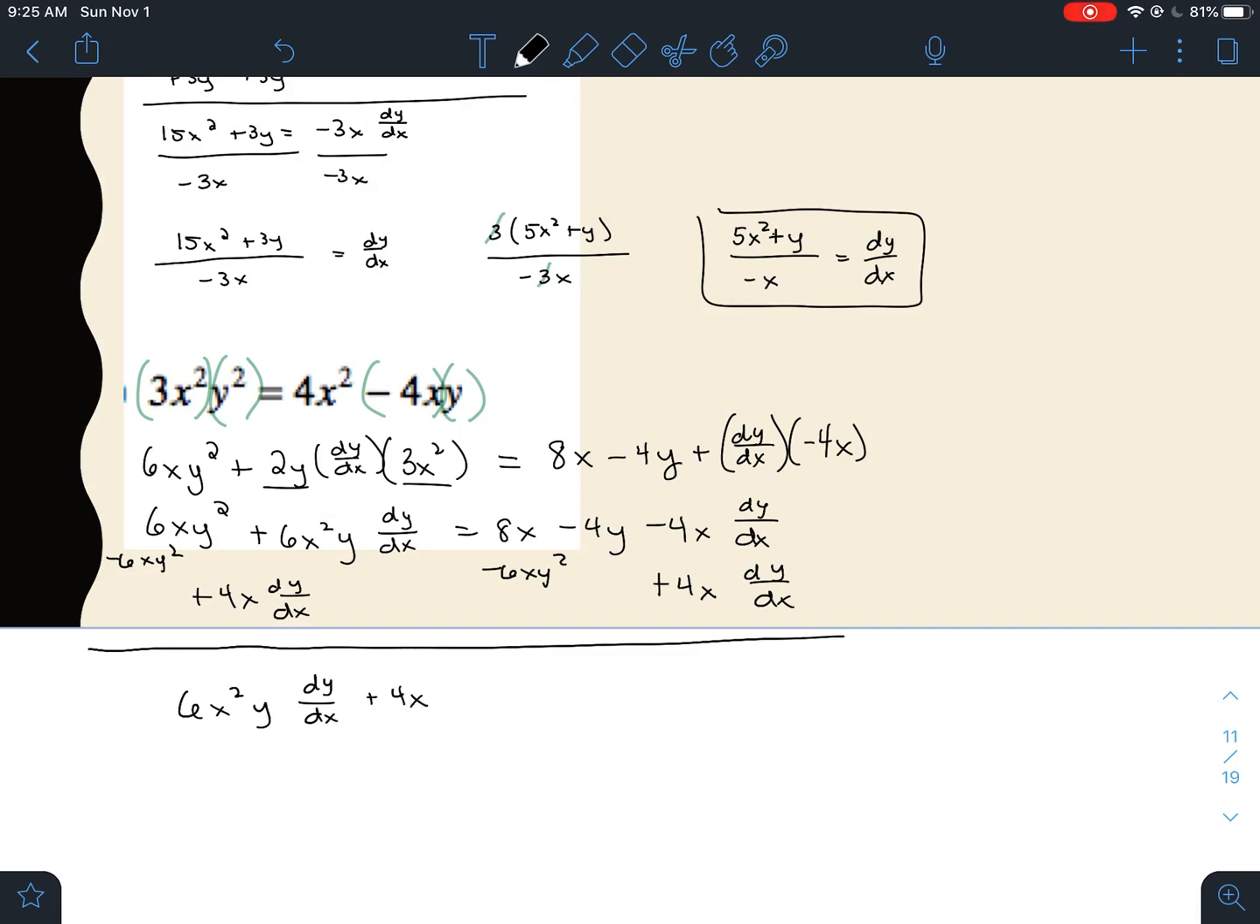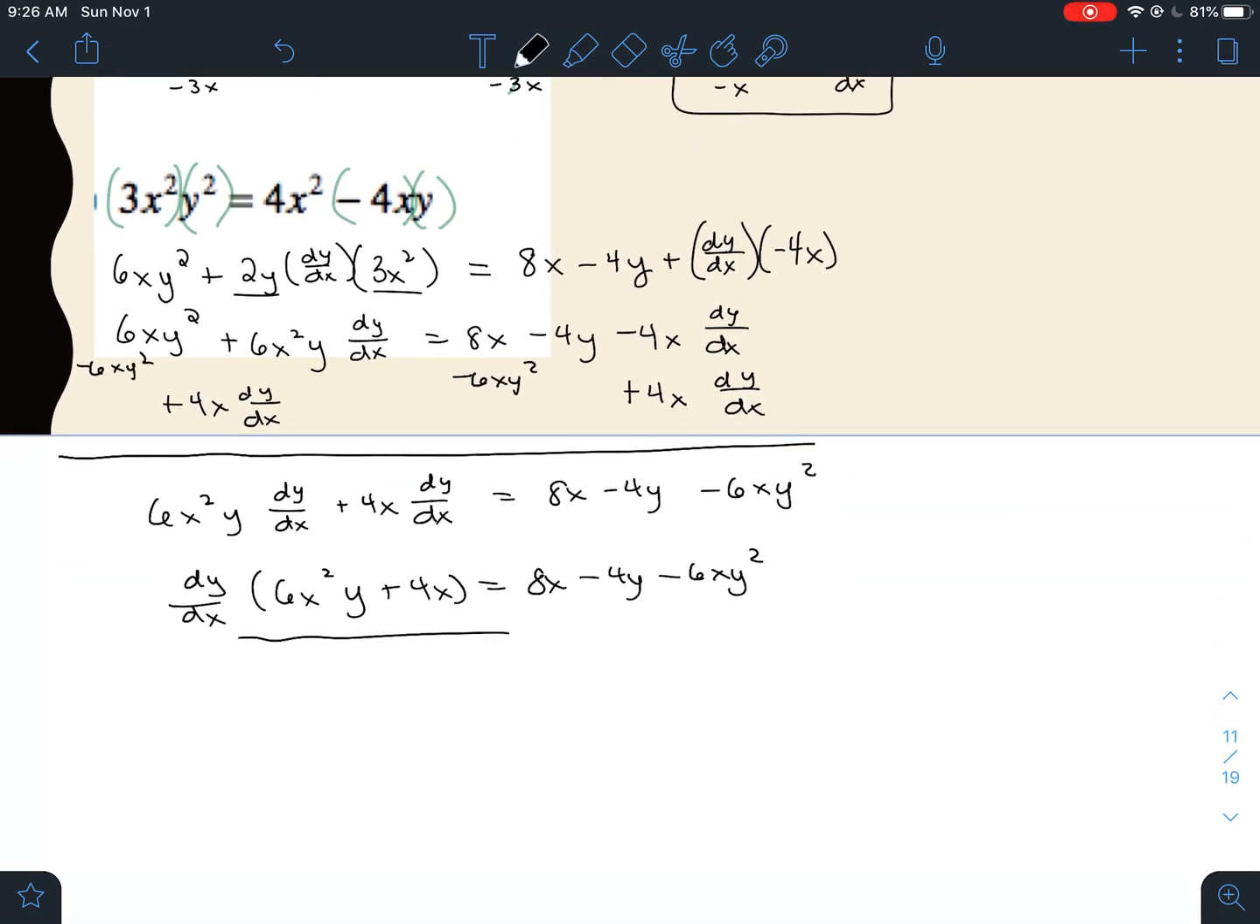And now I get 6x squared y dy over dx plus 4x dy over dx equals 8x minus 4y minus 6xy squared. And now again, on the left side, I have two terms, and they both have a dy over dx, so I can factor that out. And then I have dy over dx times the quantity 6x squared y plus 4x equals 8x minus 4y minus 6xy squared.